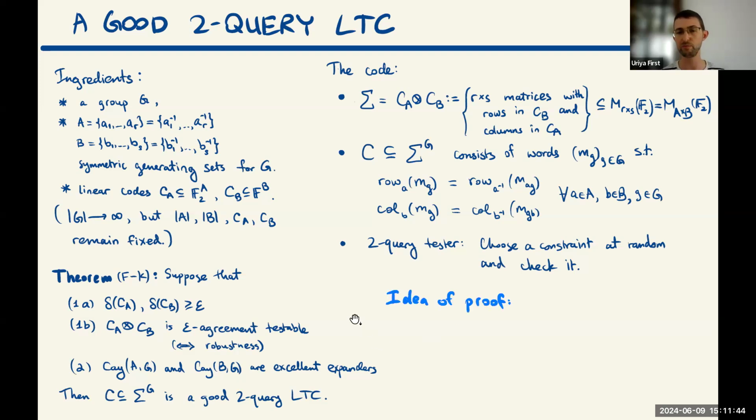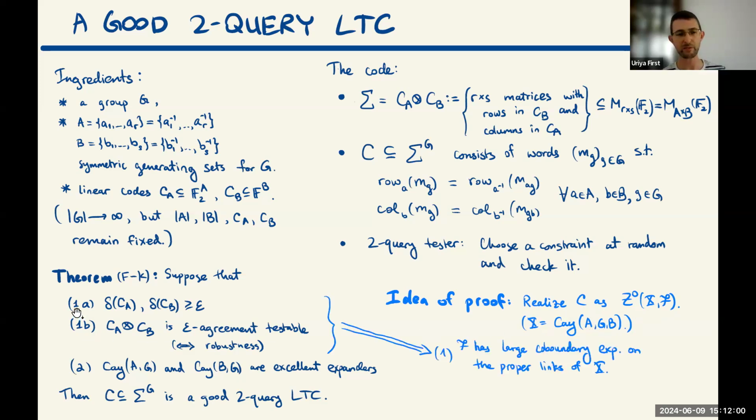And how does the proof go? We basically apply our criterion. So we realize C as the code of 0-cocycles of some poset X and a sheaf F. So the poset is really the double Cayley complex of G, A and B. And it turns out that assumptions 1A and 1B really imply that curly F has large coboundary expansion on the proper links of X. So there will be local testability. This is really an assumption of local testability. And condition 2 really means that X is going to be a high-dimensional expander. And then you simply apply our criterion and immediately get that result.